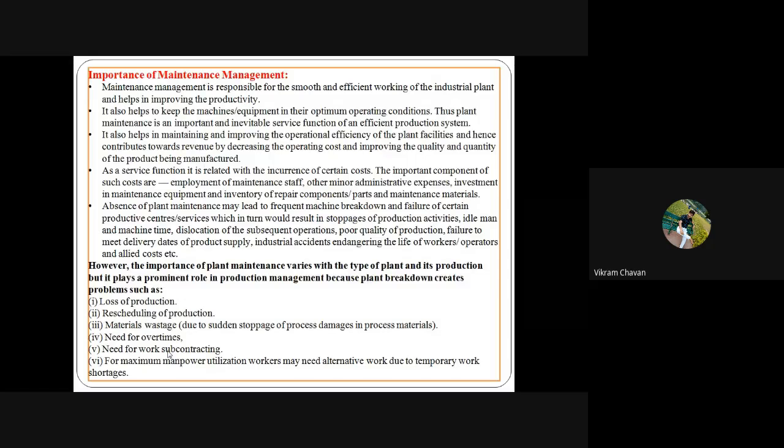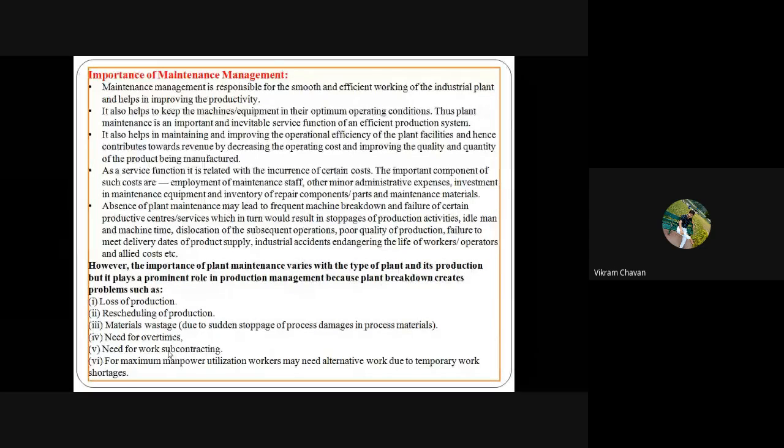Okay. So next, importance of maintenance management. In continuation, you can write this in a descriptive manner. If there is a question on the importance of maintenance management, you have to write all these points, or you have to remember these points. Why maintenance management is important, or why plant maintenance is important.